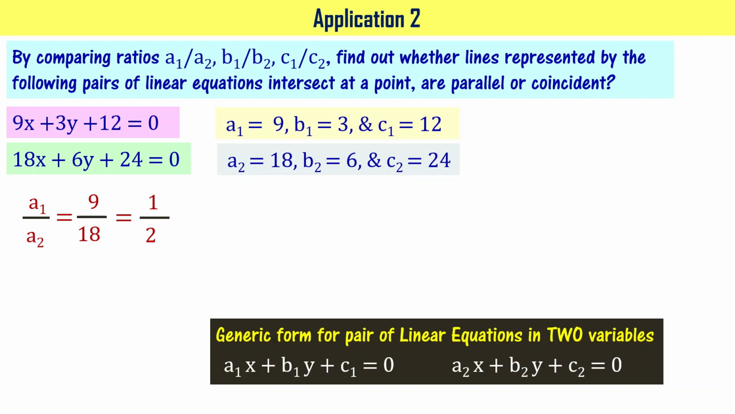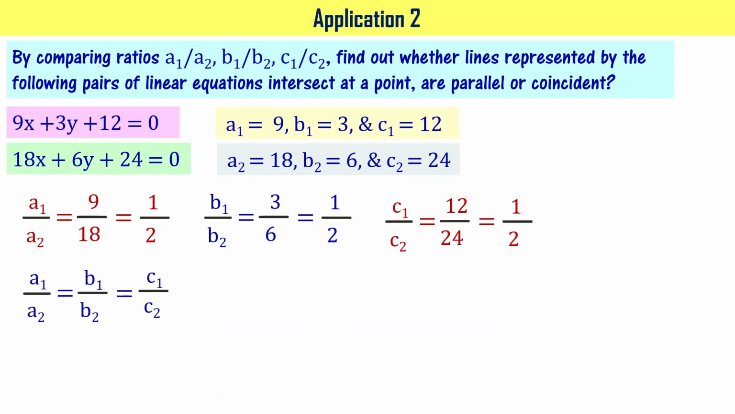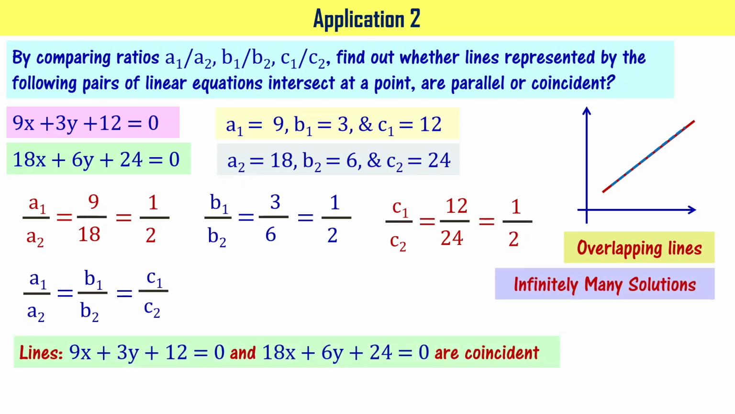Take ratios of that. a1 by a2 equal to half, b1 by b2 is also equal to half, and c1 by c2 is also equal to half, right? It means a1 by a2 equal to b1 by b2 equal to c1 by c2. We know that when you have such a relation, the lines are overlapping and they'll have infinitely many solutions, right? So now to answer the question, we can say that the lines corresponding to the given equations are coincident. Please take a note of this.